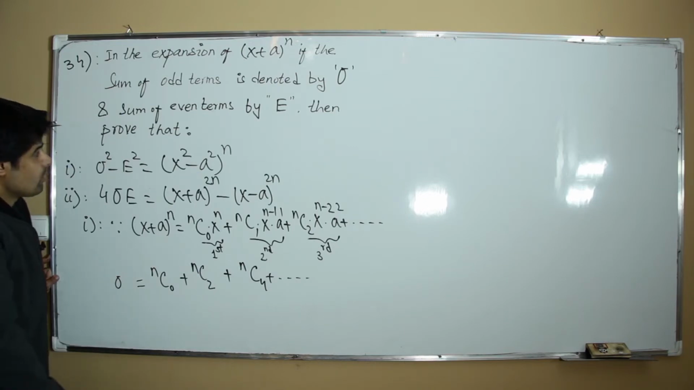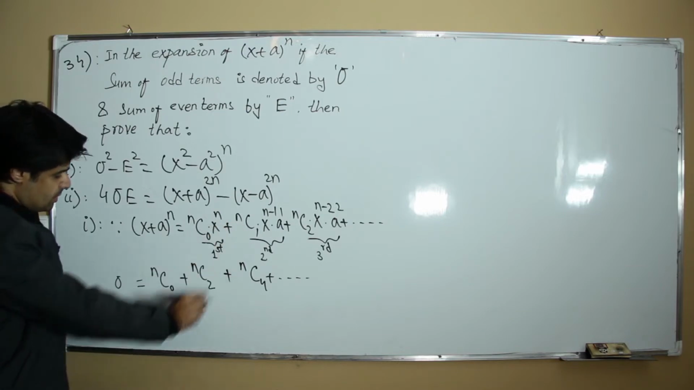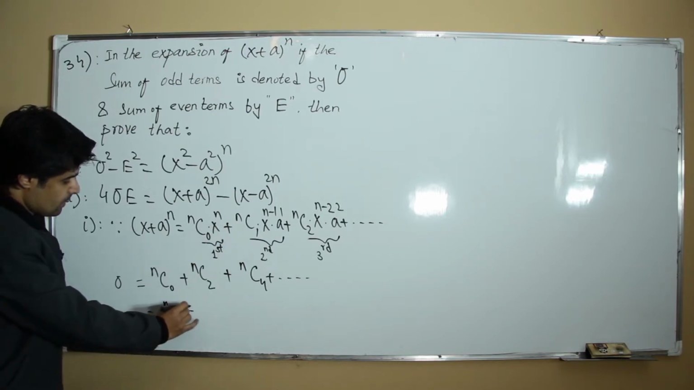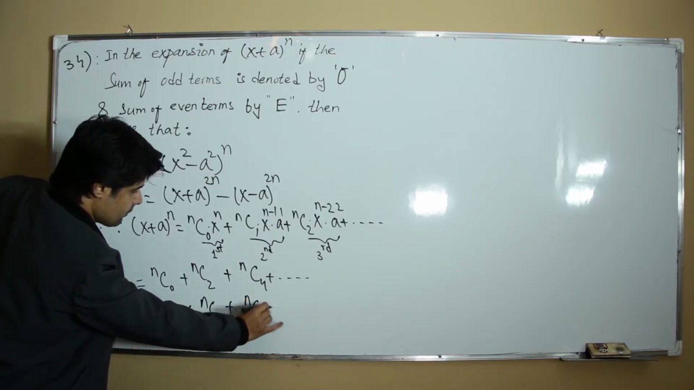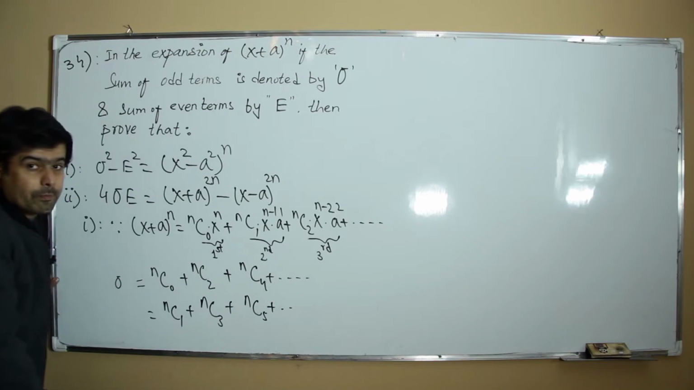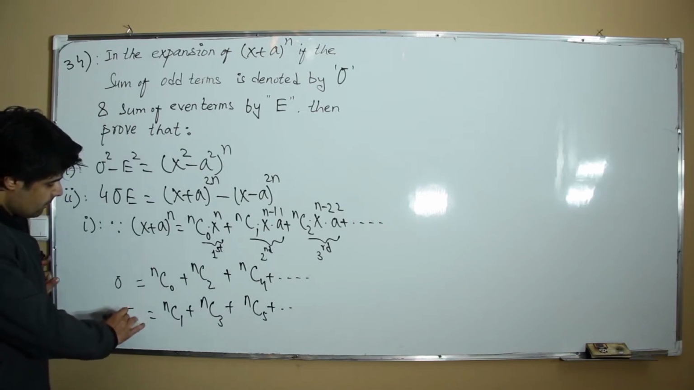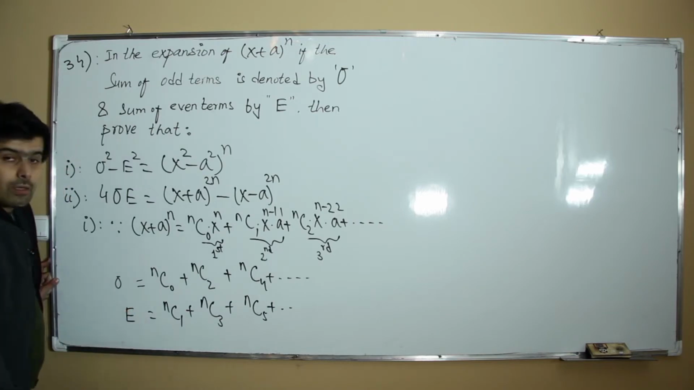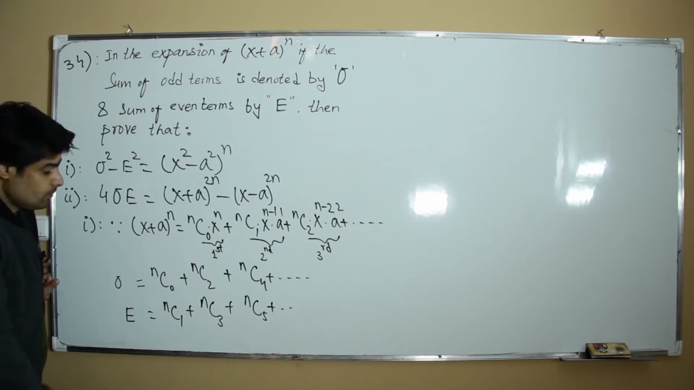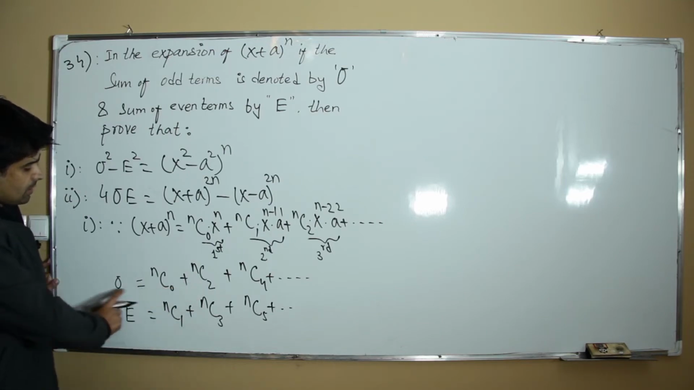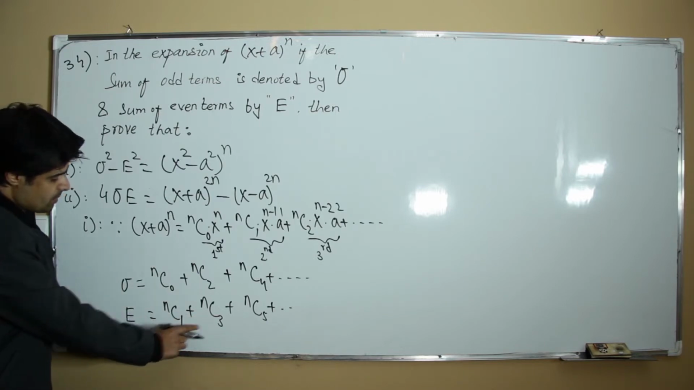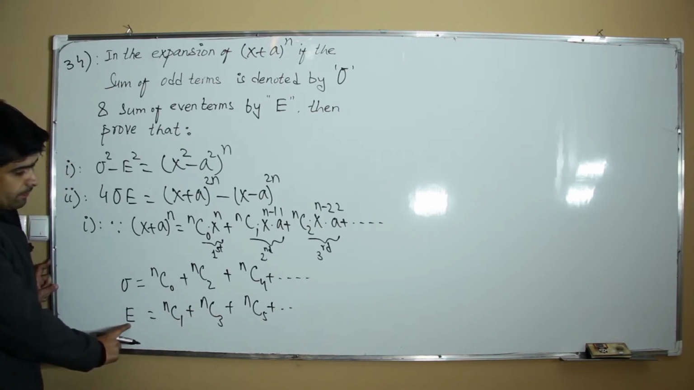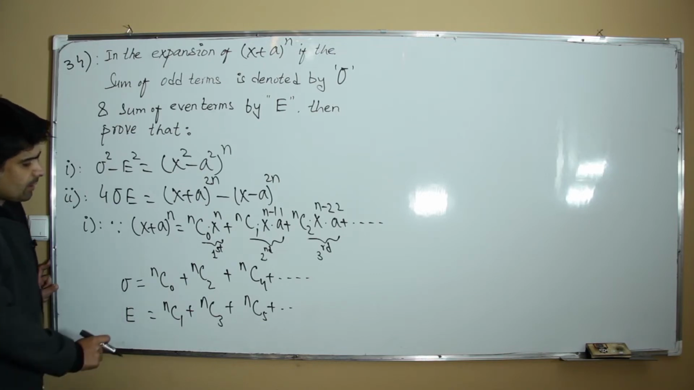Now, what do you think about even terms? Even terms is nC1. The next one is nC3. The next one is nC5 plus dot dot dot. This is denoted by E. Am I right? Odd terms is denoted by O, and even terms is denoted by E. Yes.